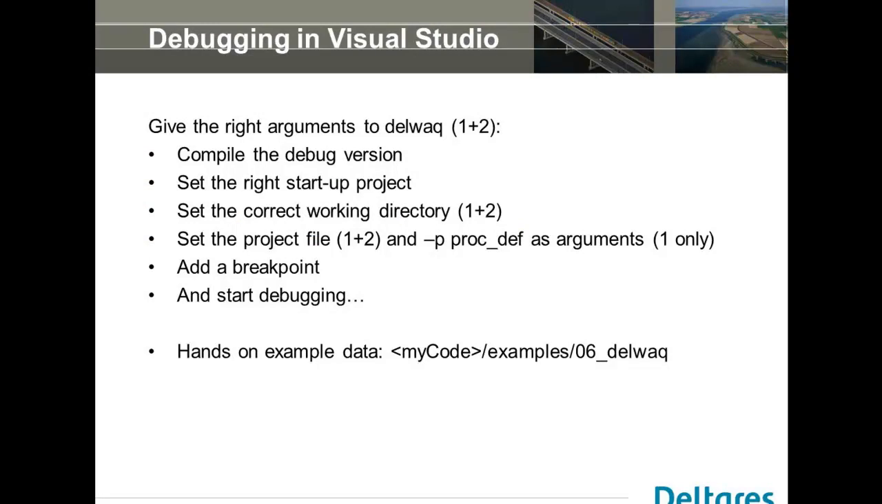Then of course, when you start developing the model, or when you run into some error and you want to find out where in the model exactly it fails, you'll have to get the right arguments into the debugger, in your development studio. And it's very important that, besides giving the project file you want to start, you also give the location of your process directory, your process definition.